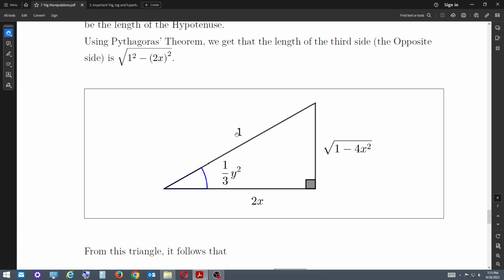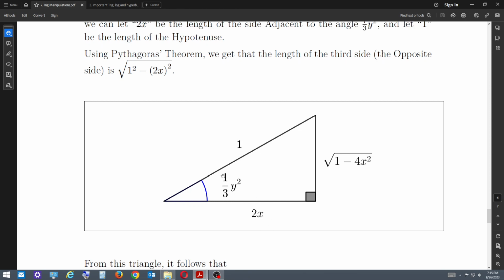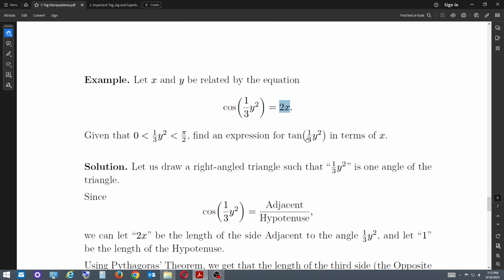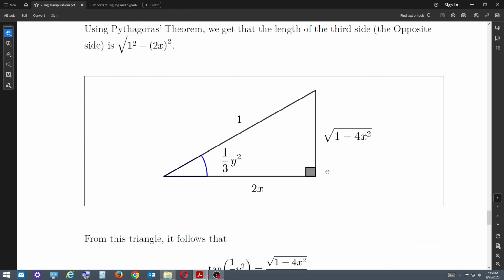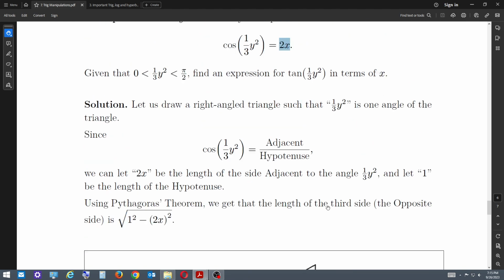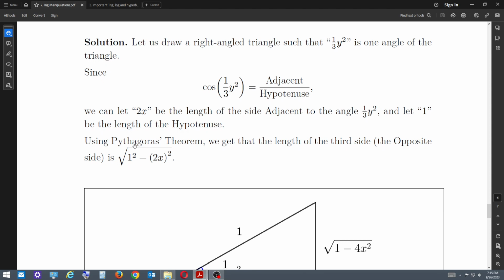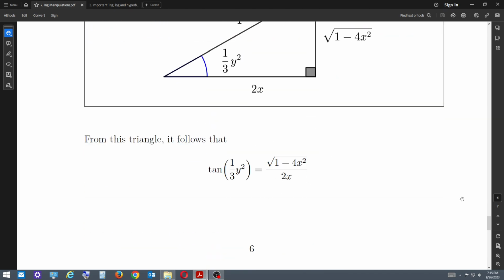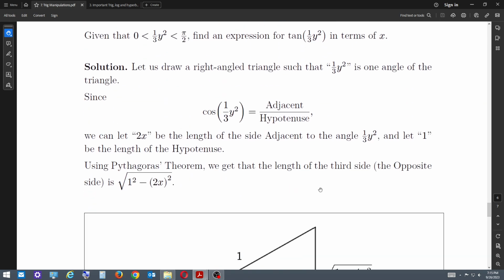So you draw a triangle where the hypotenuse is 1, the adjacent is 2x, this is your angle here, and then you can work out the remaining side. This will be the square root of 1 squared minus 2x all squared. And once I know what that is, I can work out tan of the angle. Tan of this angle is opposite over adjacent, so it will be square root of 1 minus 4x squared over 2x. Notice there's no real calculations being done here besides this working out using Pythagoras' theorem. Whereas before, with the identities, you might have to do some calculations. This is really just explanations.